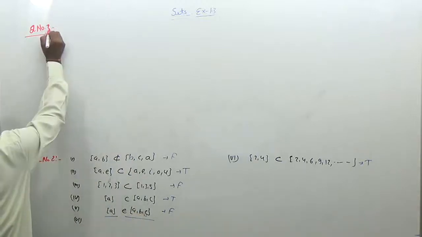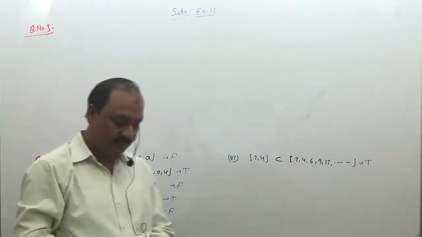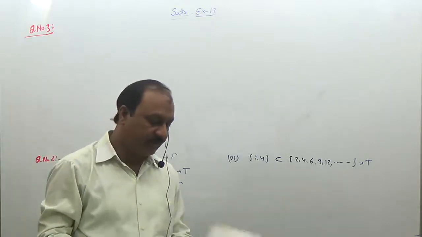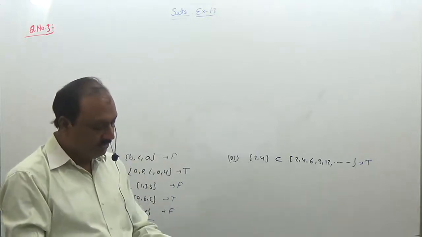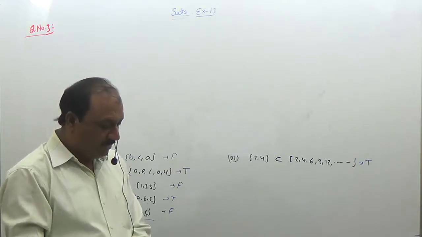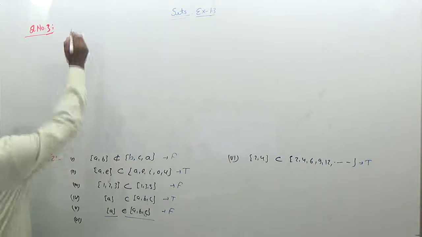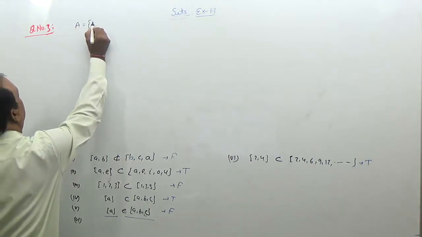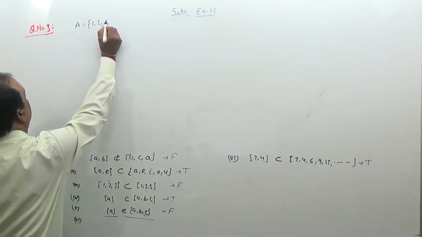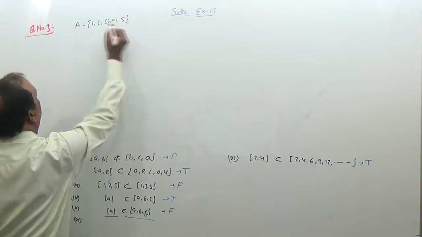Question number 3. Question 3 is: let A be the set of elements 1, 2, 3, 4 and 5. There is a set of elements 1, 2, 3, 4 and 5.